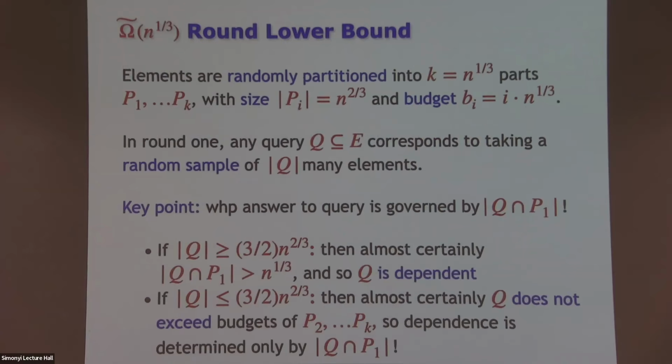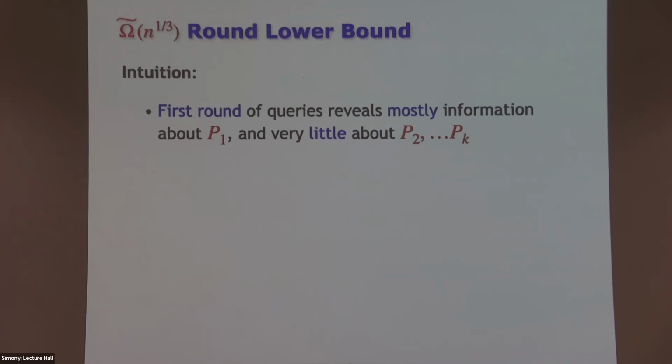And so again, the intuition is that even if you made a polynomial number of queries Q, basically all that you're learning in this first round of queries is information about P1. And you're learning very, very little about the later parts P2 through Pk.